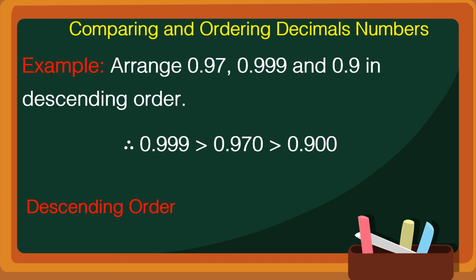Therefore, we get the descending order as 0.999, 0.97, and 0.9. Wasn't it easy comparing and ordering decimal numbers?